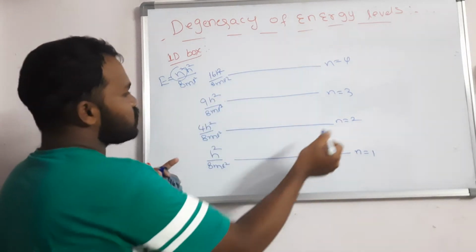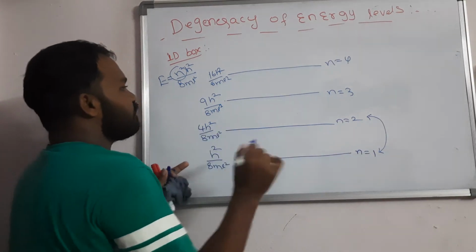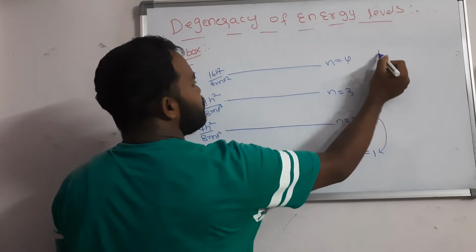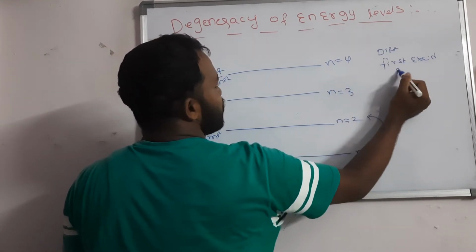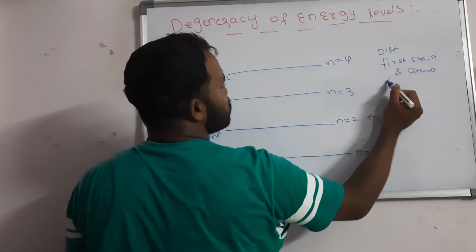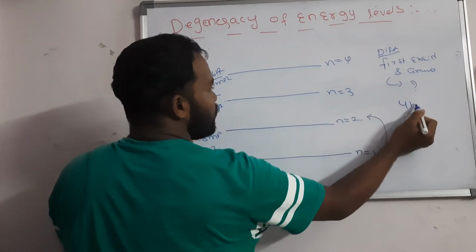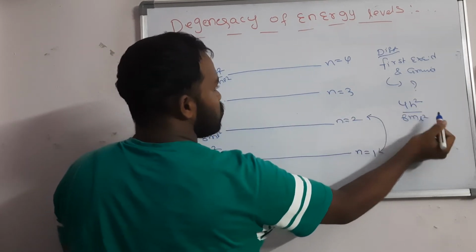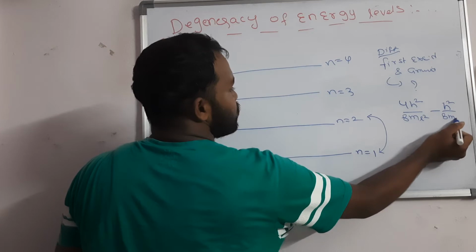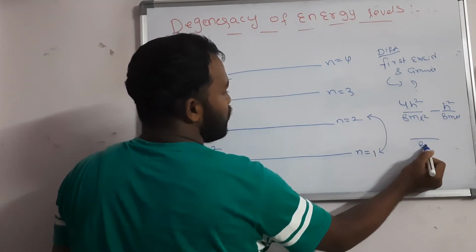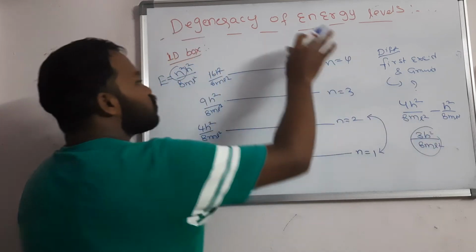The use of this is that you can write the difference between the energy levels. For example, the question may be: what is the difference between the energy of the first excited state and the ground state? The first excited state is 4h square by 8 m l square, and the difference is minus the ground state, h square by 8 m l square. 8 m l square is common, so 4h square minus h square is 3h square. This is the answer. Questions may be like this.